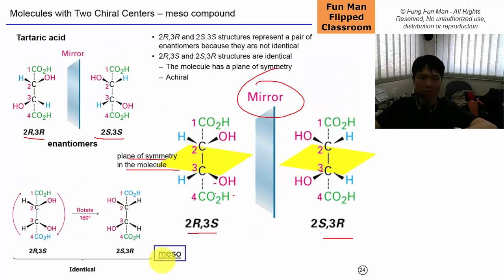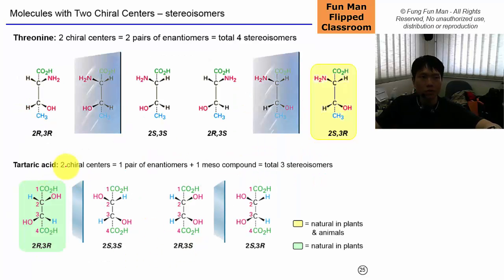So meso compounds are compounds that contain chiral centers but still contain a plane of symmetry. So the overall conclusion is a compound can contain chiral centers but be overall achiral. Not surprising. For threonine, you have 2 chiral centers, 2 pairs of enantiomers, and a total of 4 stereoisomers because there's no kind of overlapping here. For tartaric acid, 2 chiral centers, a pair of enantiomers, and 1 meso compound, so in total you have 3 stereoisomers.